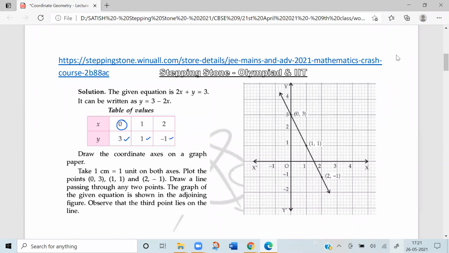Yes, sir. Now, here also the scale is 1 centimeter equal to 1 unit on the x-axis and 1 centimeter equal to 1 unit on the y-axis. Now, from the graph, do it when x equal to 1 by 2. Calculate the y value from the graph. Tell me the procedure, how to do it.